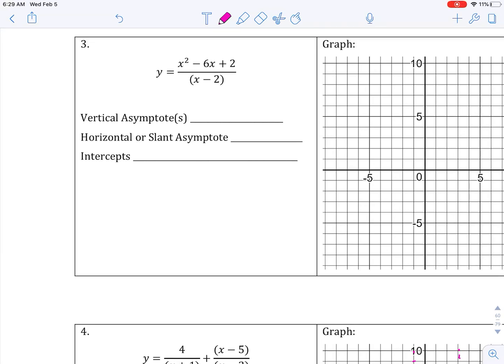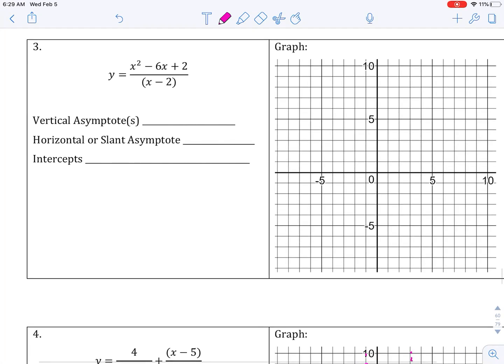Okay, let's do the next few problems in the graphing. So in number 3, we have to graph this rational function. Let's first take a look at its degree. We know that its numerator is 1 more than the denominator. So that is improper. Therefore, it will have a slant asymptote.